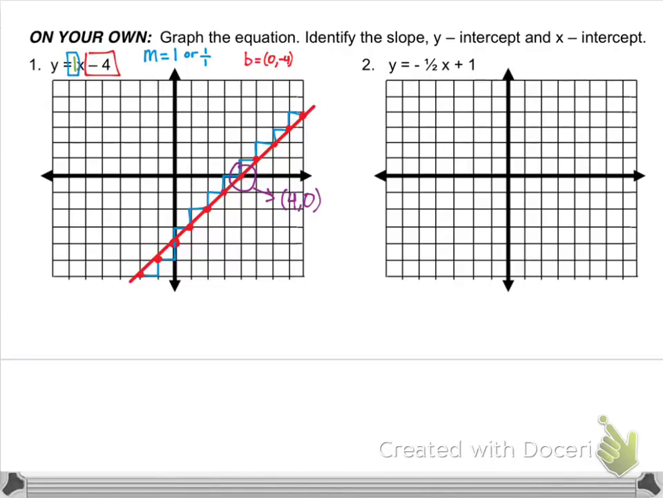Number 2. Pause the video. Try number 2. I went ahead and actually graphed the whole thing so that you can check what you have. Check your graph, make sure we have the same thing. If you need to watch any part of this video, pause the video, just go back, rewind. But this is our shortcut to how you graph a linear equation in slope-intercept form.